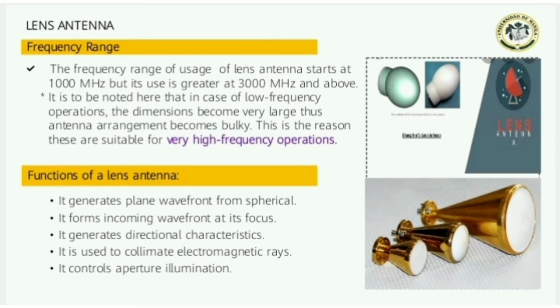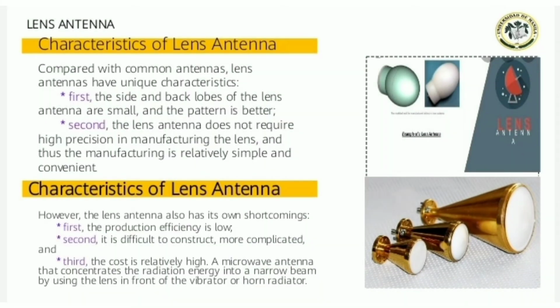Functions of lens antenna. First, it generates a plane wavefront from a spherical one. Second, it forms the incoming wavefront at its focus. Third, it generates directional characteristics. It is used to collimate electromagnetic rays, and finally, it controls aperture illumination.